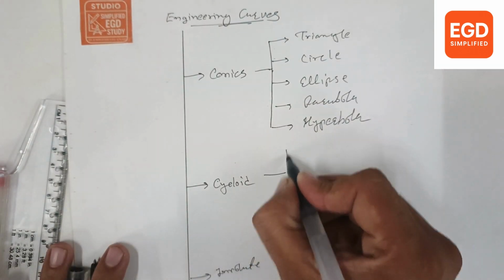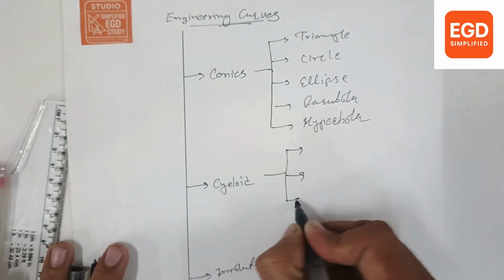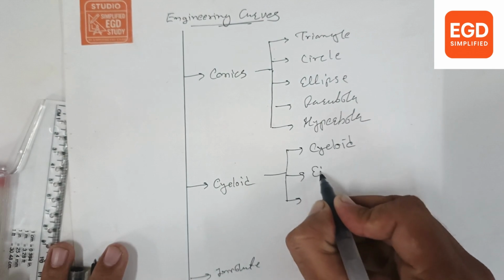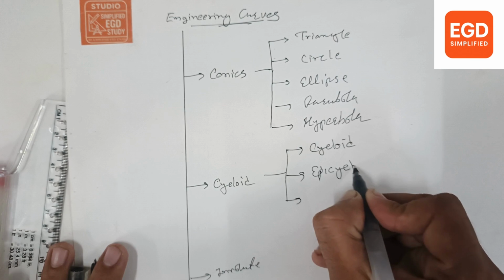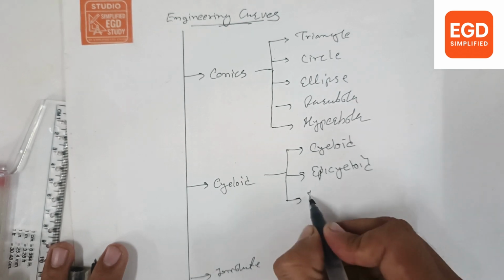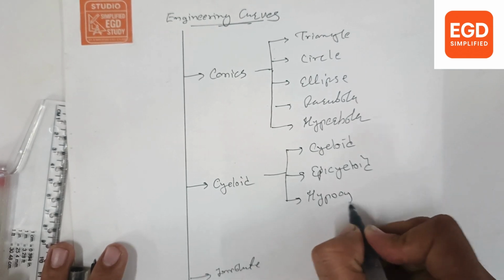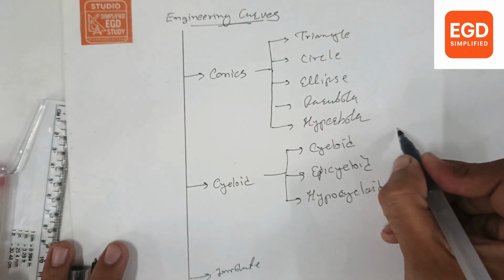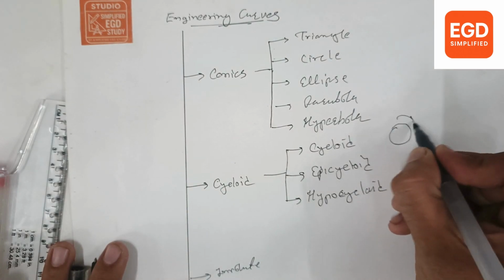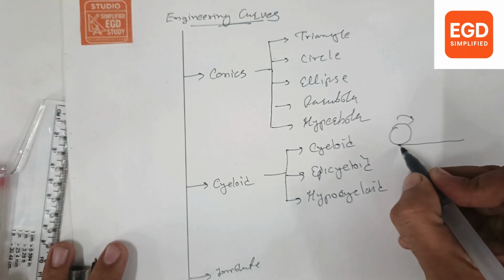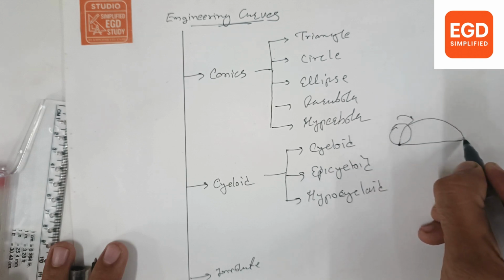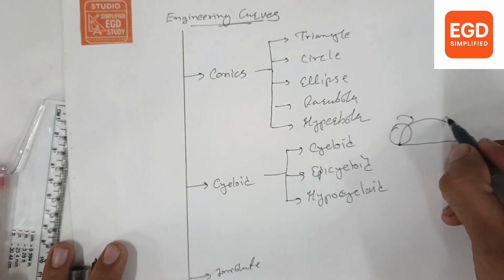Next one is cycloid. There are three types of cycloid. First one is cycloid, another one is epicycloid, and third one is hypocycloid. If there is a circular entity which is rolling over a flat surface without slipping, and if we trace the path of any point on this circular entity, the path we get is called a cycloid.